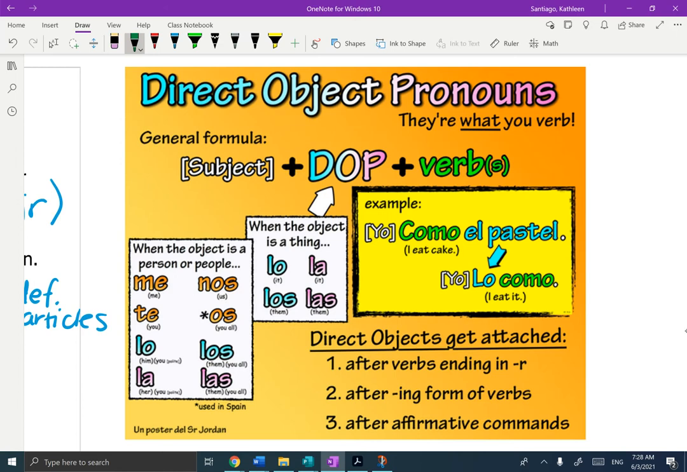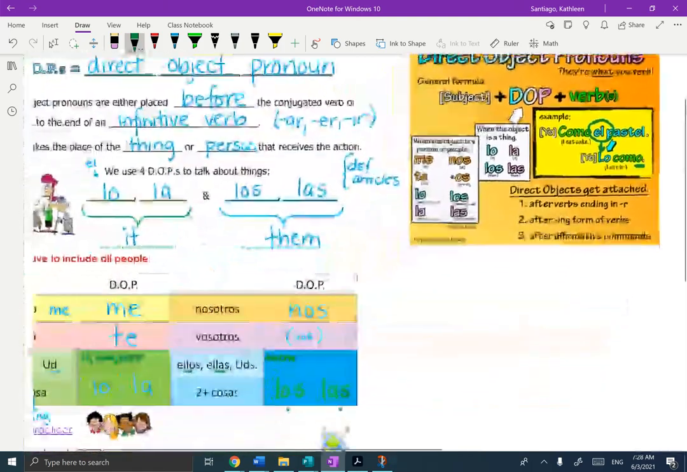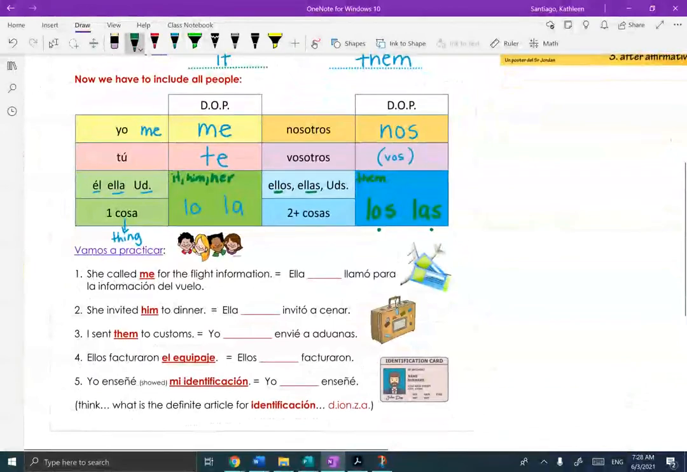Let's look at the example. Yo como el pastel. I eat the cake. Now I want to say I eat it. El pastel, because of the el, becomes lo, and we shift it to before the conjugated verb. It looks like you're saying I, it, eat, right? Really, it's I eat it. Okay, now we have some practice. I'll do the first one with you.